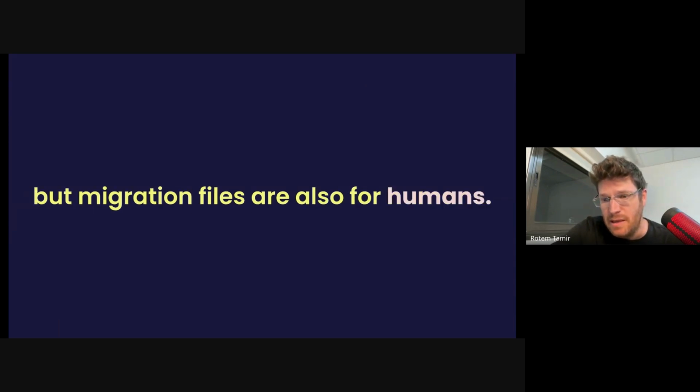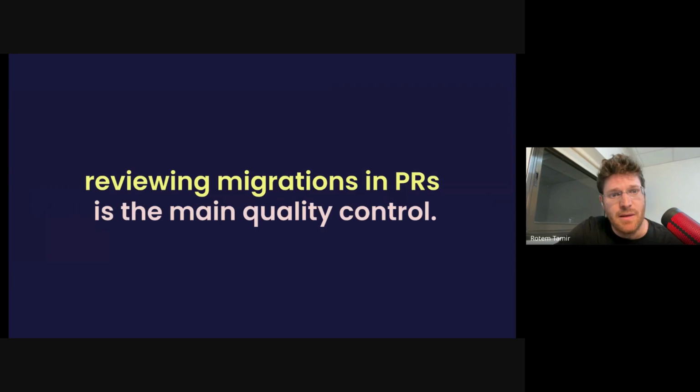But if you look at engineering as a socio-technical thing, there are humans and computers. You will see that migration files are also there for the humans in the system. For the vast majority of teams that we interviewed, reviewing migrations in the pull request phase is the main quality control mechanism for preventing bad stuff from happening to the database. The idea is that a file presented to the team for review during code review is critical for ensuring that we don't mess our database up.